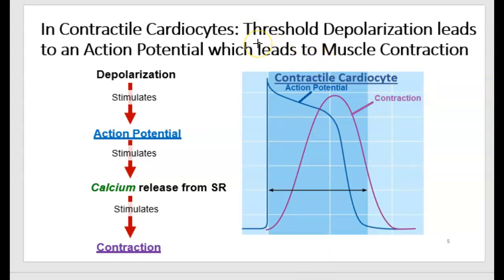Well, once depolarization reaches a threshold level, it's going to stimulate an action potential in a contractile cell. Now this is the action potential that I'm going to outline. It's in dark blue. So at rest, and then this is the beginning of the action potential, and then it comes down. So I've just traced it in green. Okay, that's an action potential. And the action potential will function to stimulate the release of calcium from the sarcoplasmic reticulum of the cell. And that's going to stimulate the contraction.